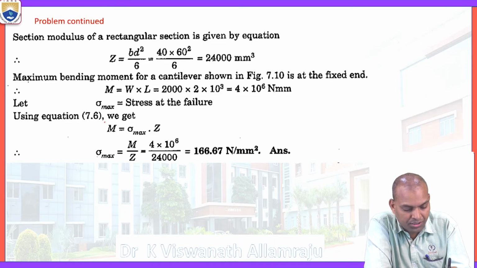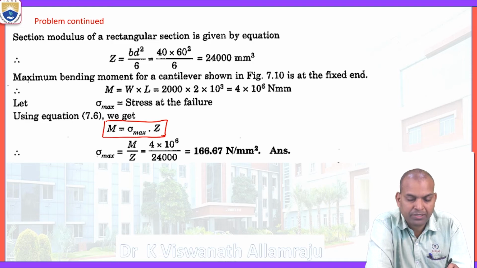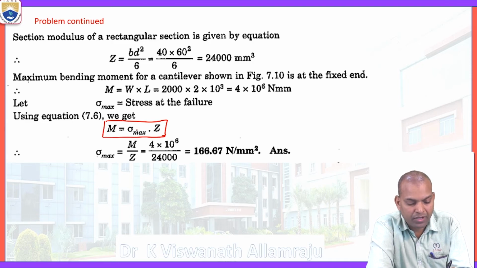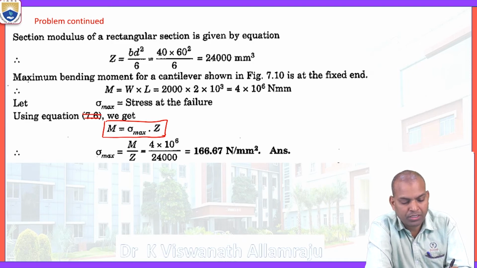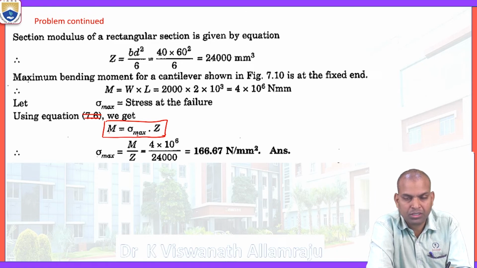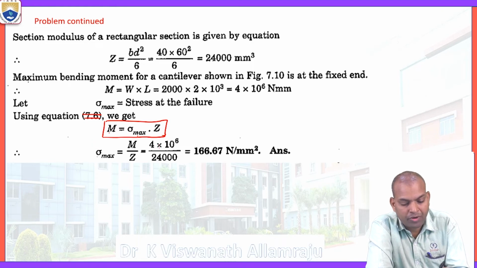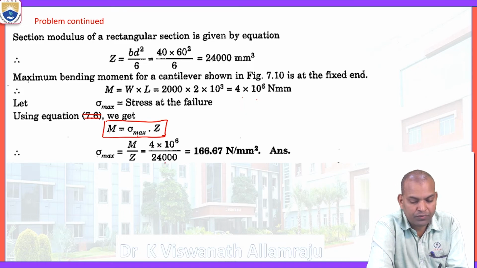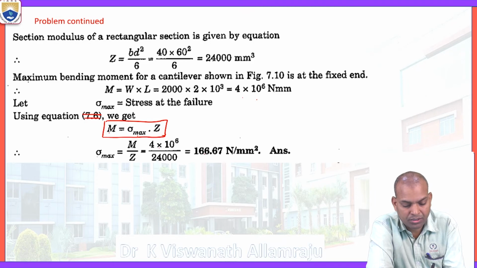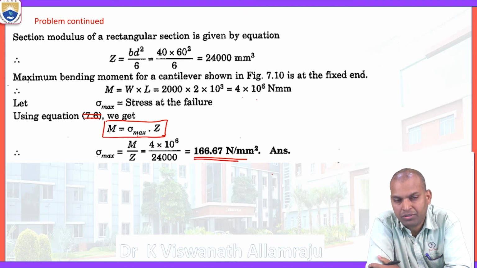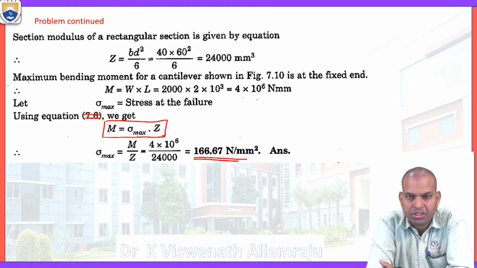So we know the relation, M equal to sigma maximum times Z. We know the Z value, so you can substitute: sigma maximum equal to M over Z, the section modulus. Here, what is the M value? 4 into 10 power 6, and Z value is 24,000 millimeters cubed. Then after substitution, the maximum stress is calculated as 166.67 Newton per square millimeter.